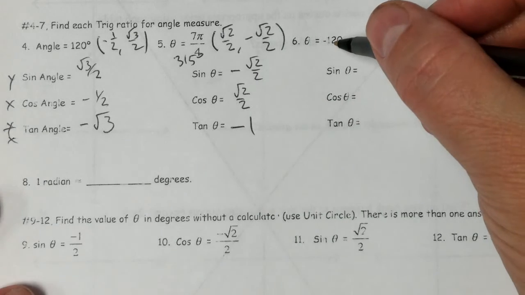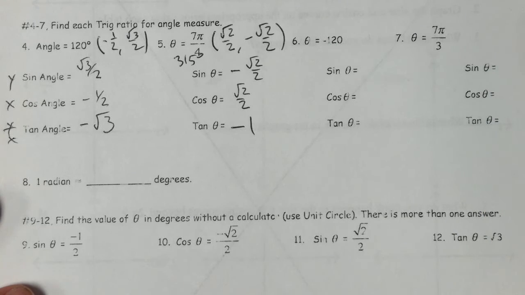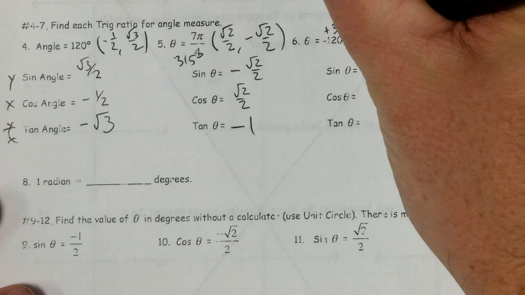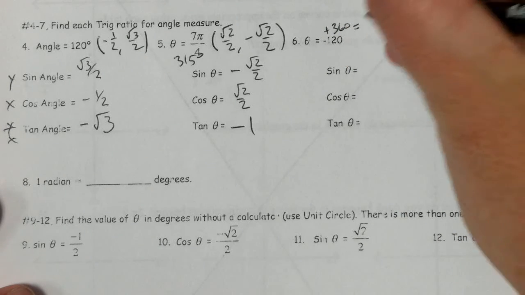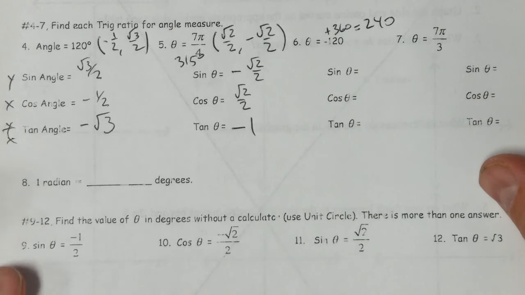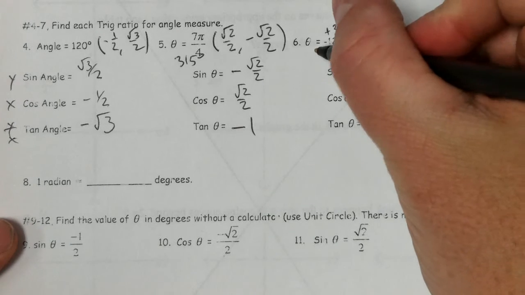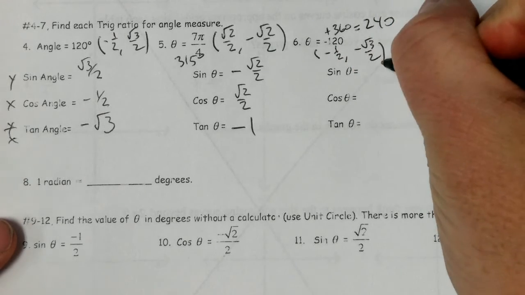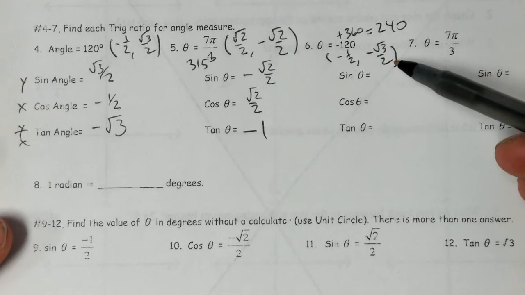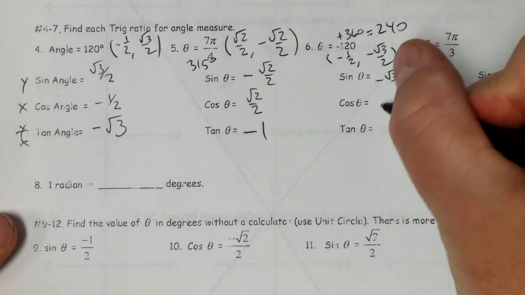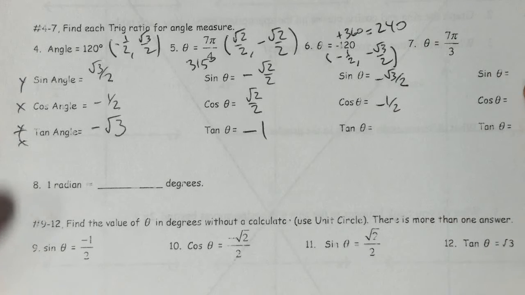Okay, and then this one says theta is negative 120. So what we want to do is add 360 to that to get the coterminal, which is 240. And so that ordered pair is negative a half, comma, negative square root of 3 over 2. And once you have your ordered pair, it's easy. So this is negative square root of 3 over 2. This is negative a half.